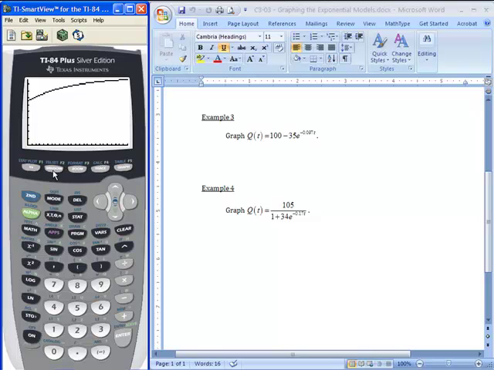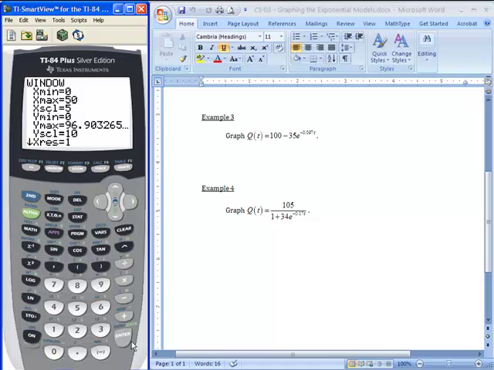So what I'm going to do is take the window and extend those x values out a little bit. Let's double it, and let's go x from 0 to 50. I'm going to change my x scale to 5. I don't want 50 tick marks. That's a lot for the calculator.